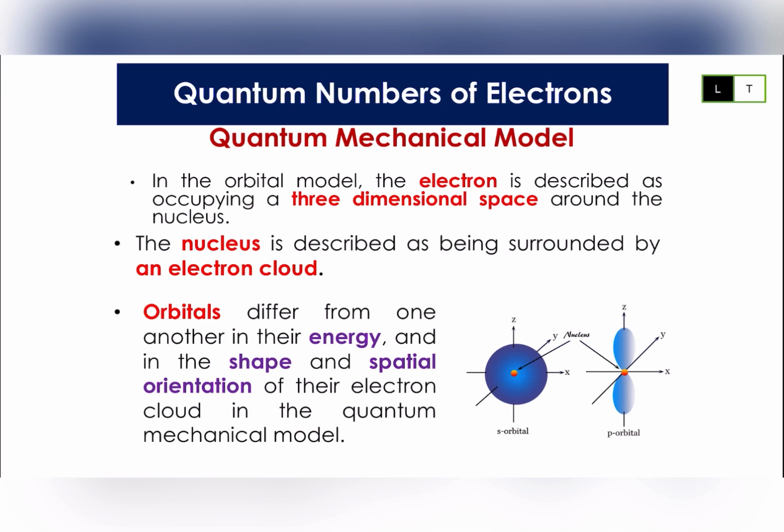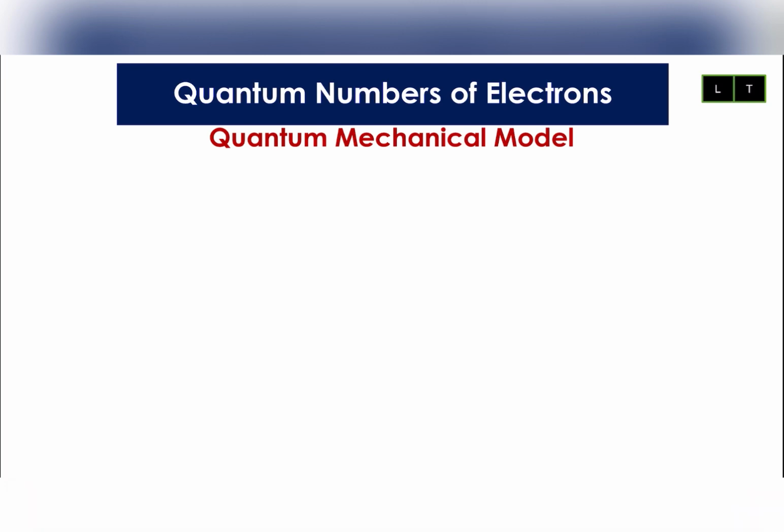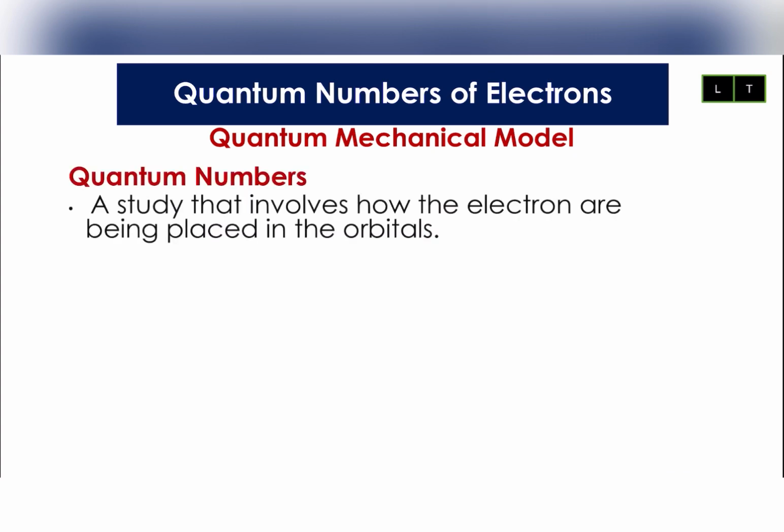So from here, in one orbital, you are going to describe the position of an electron by using quantum numbers. So what are quantum numbers? Quantum numbers are a study that involves how the electrons are being placed in the orbital. In quantum numbers, you have to use four different terms. This is what we call the four characteristics.